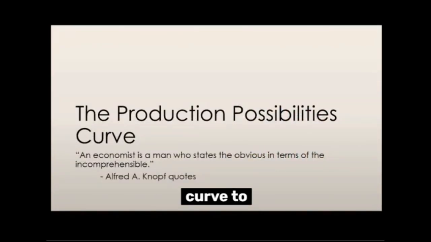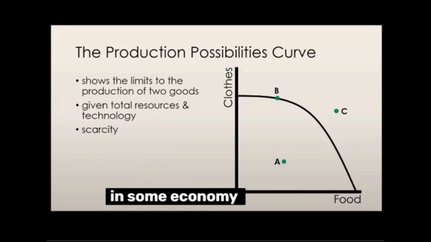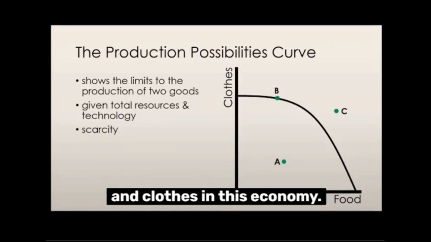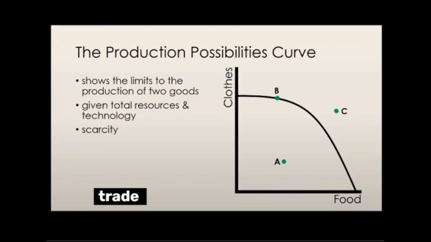Let's start by talking about the production possibilities curve. To explain the concept, let us imagine that we are in some economy where only two goods are produced, food and clothes. In this economy, there is no international trade and no government either.